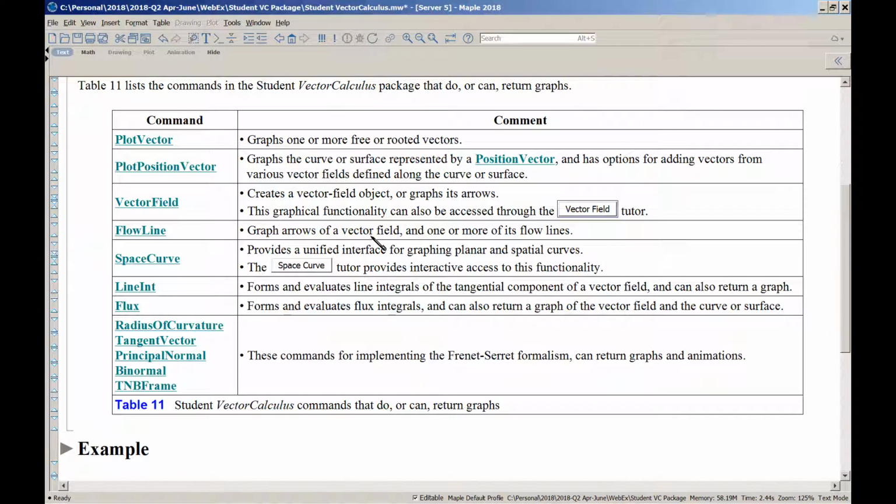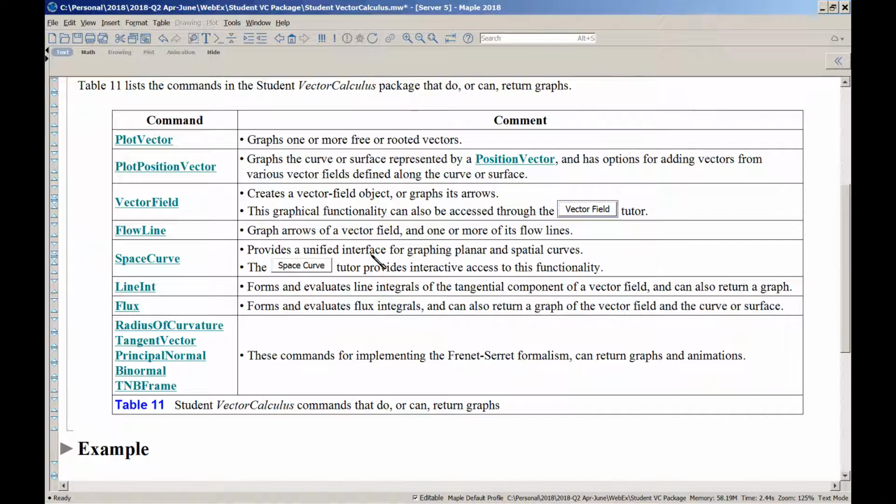Flowline graphs the arrows of a vector field, and one or more, see the command has been modified, so that you can give it a list of initial points and you can get flow lines from a collection of points. It's a space curve command. Now if you think about this for a bit, at top level, the plot command can be used to graph a curve defined parametrically, only if you have a planar curve.